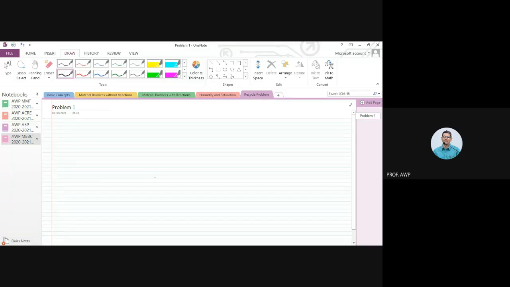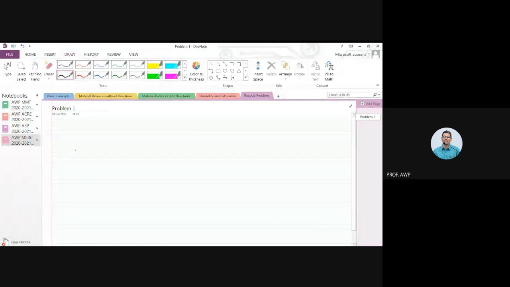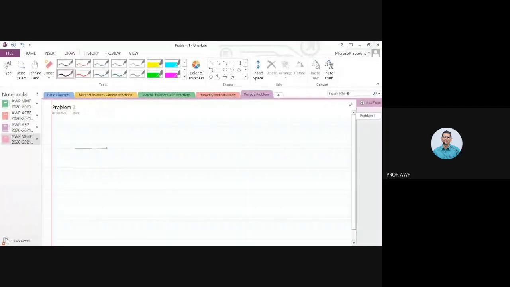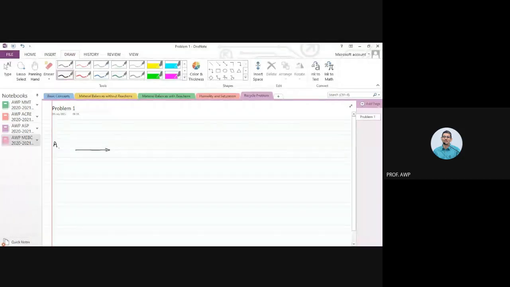So here is a problem. We will straight away start with a problem. I will let you do the problem, and then I will explain some of the important terms and concepts. We have a stream containing an aqueous solution of glucose.